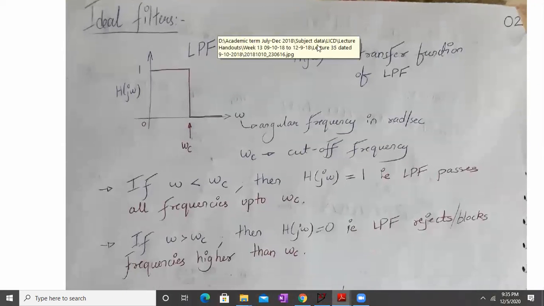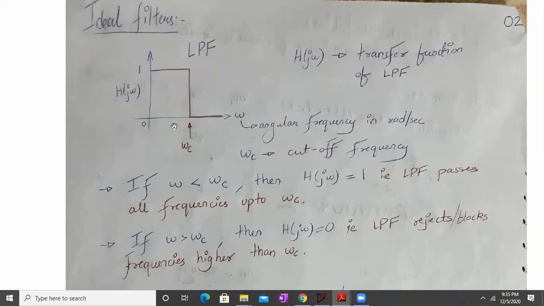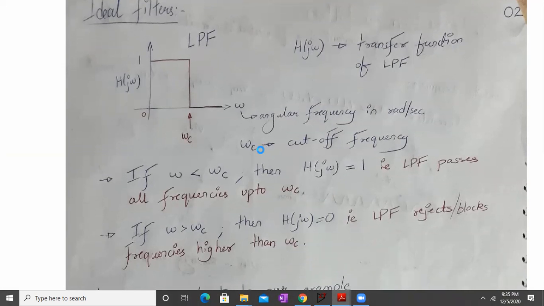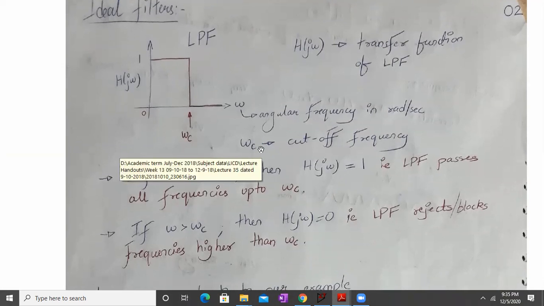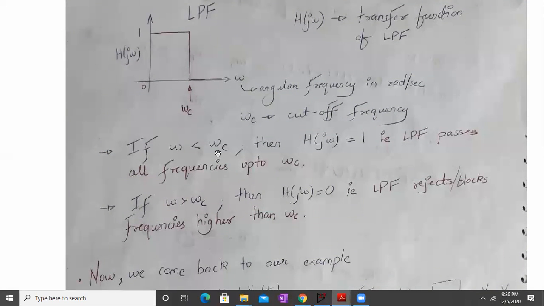The ideal low pass filters are the ones which pass all the frequencies below omega c, but reject all the frequencies above omega c. H of j omega is the transfer function of this low pass filter. Omega is the angular frequency in radians per second, and omega c is the cutoff frequency. So mathematically, how will you write it? If omega is less than omega c, then H of j omega is equal to 1. This is the normalized value of the gain.